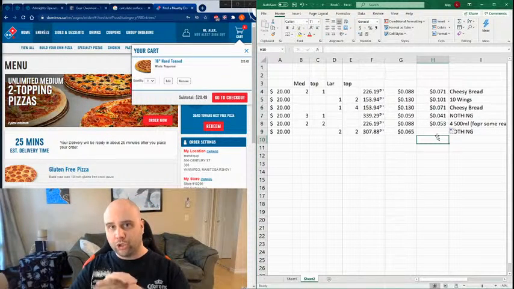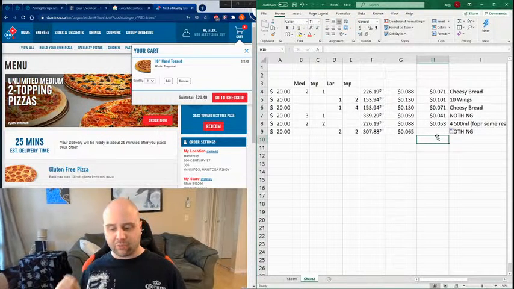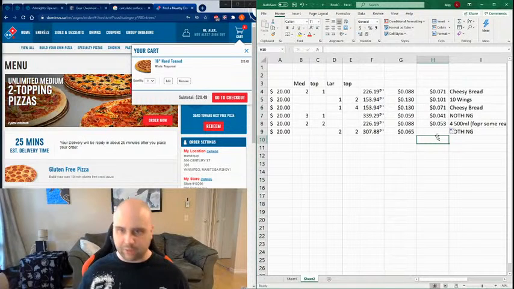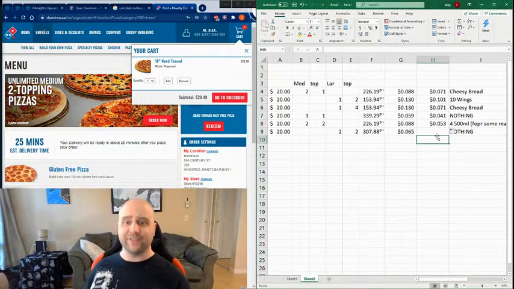2 large, 2 topping pizzas. The reigning champion is 3 medium 1 topping pizzas. Now, of course, we're not including the cheesy bread, not including the wings. I do feel that the best deal is going to be one of the ones with the cheesy bread. That's just a personal thing.